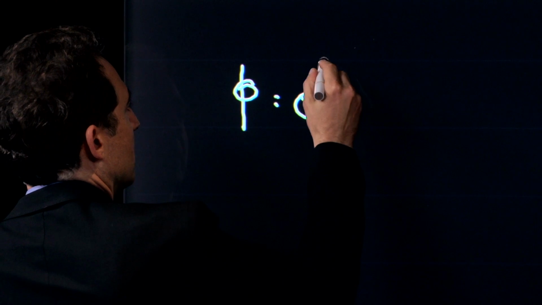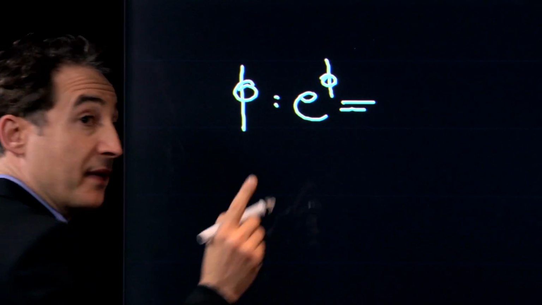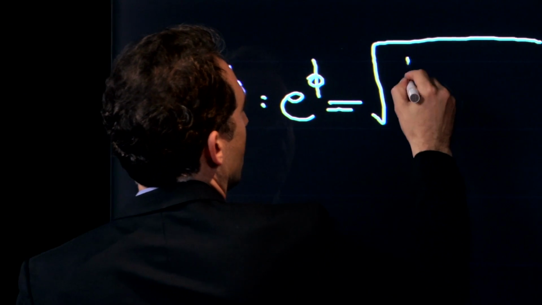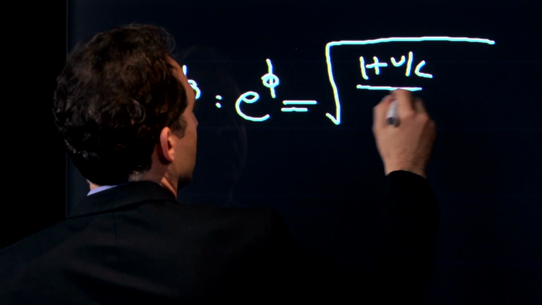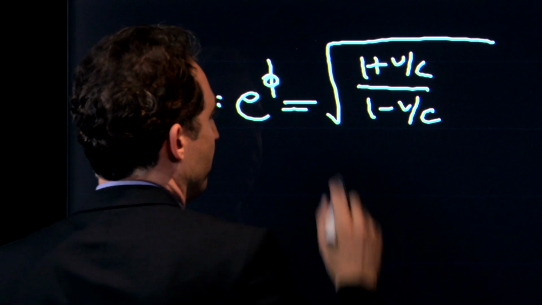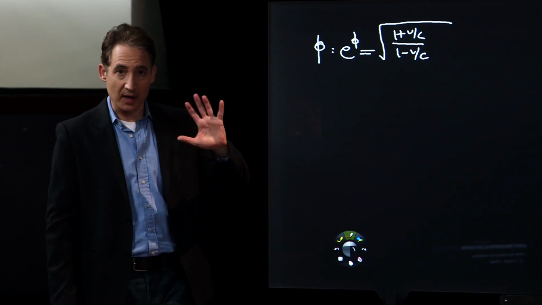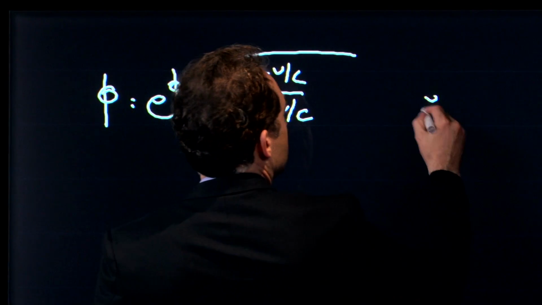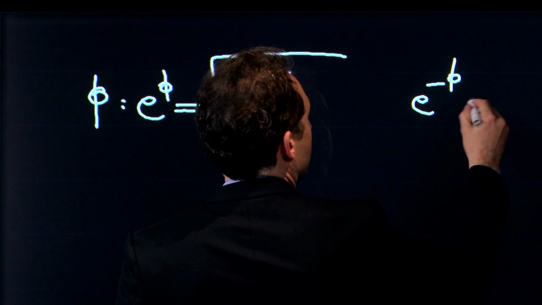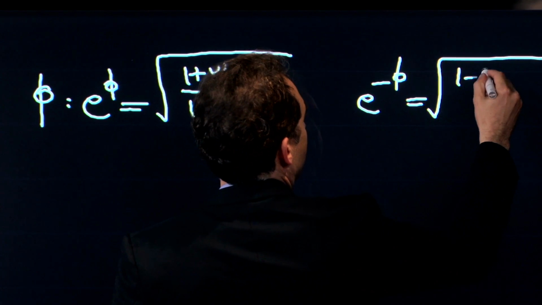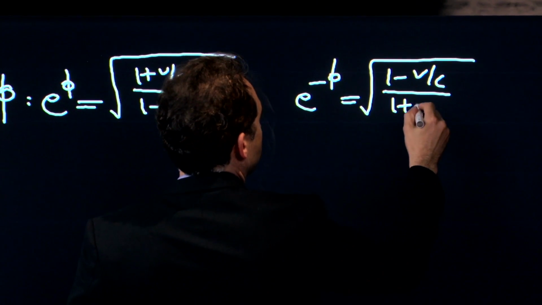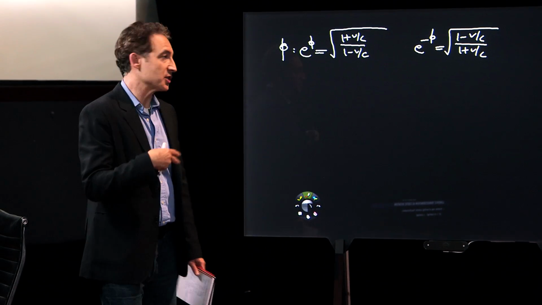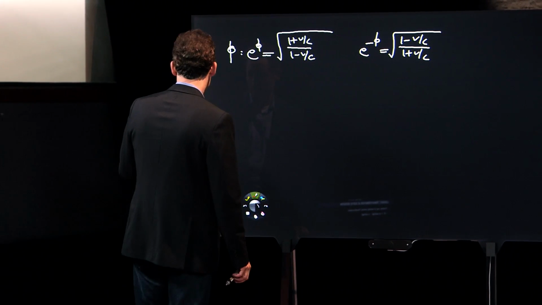But the definition is going to be e to the phi. This now defines the variable phi: e to the phi is equal to the square root of (1 plus v over c) divided by (1 minus v over c), where v is, again, the relative velocity of 2 different frames of reference. And therefore, e to the minus phi is that guy flipped upside down, (1 minus v over c) divided by (1 plus v over c). And I want to play around with this definition to put it in a particularly suggestive form.